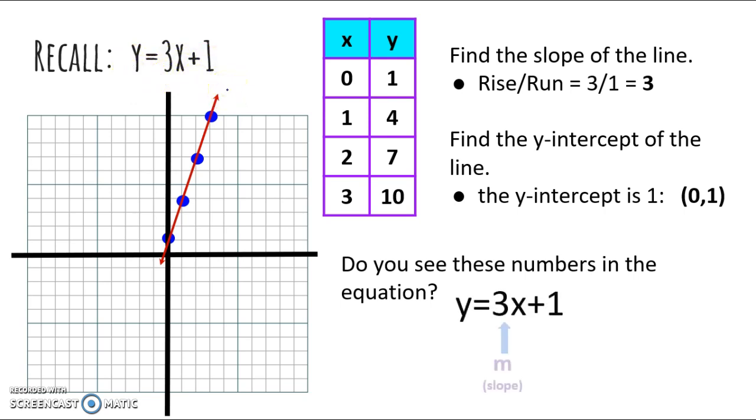And we see them. 3 was the slope. 1 was the y-intercept. Remember that m is the letter we use to represent slope. b is the number we use to represent the y-intercept. And that's where we found them in the equation. So the slope was found as the coefficient of x, and the y-intercept was the constant being added.